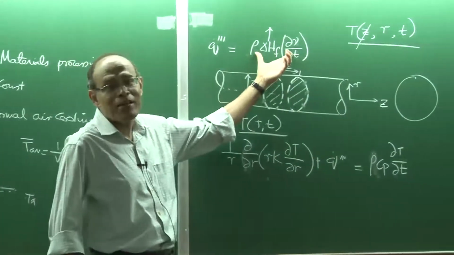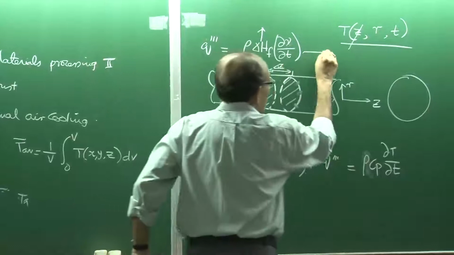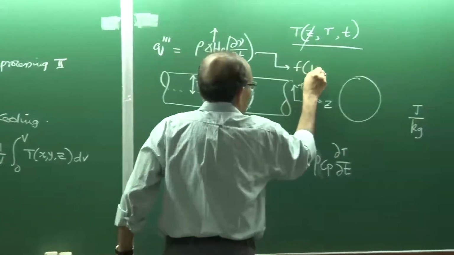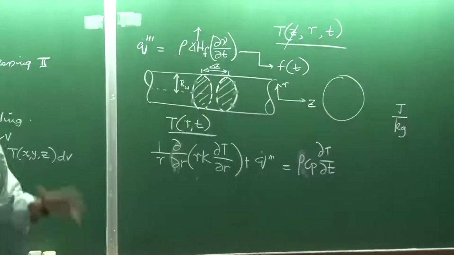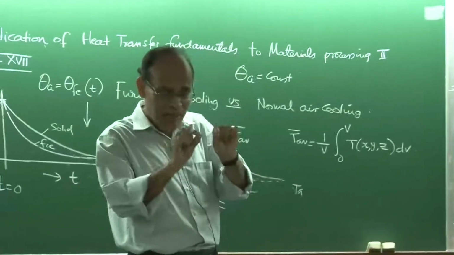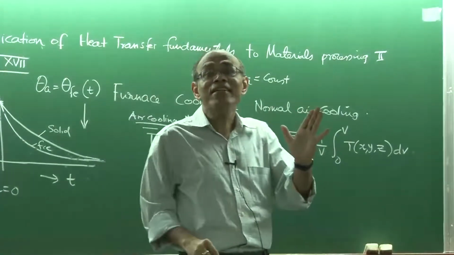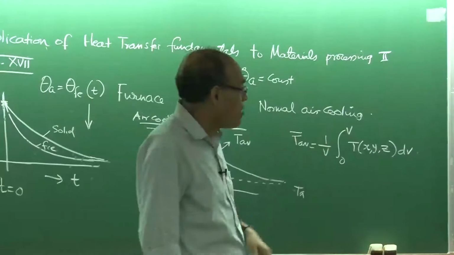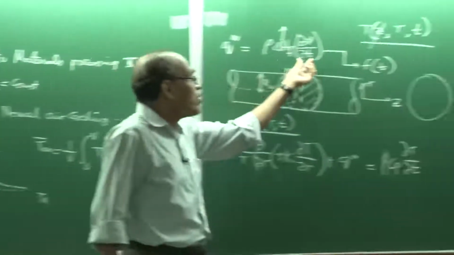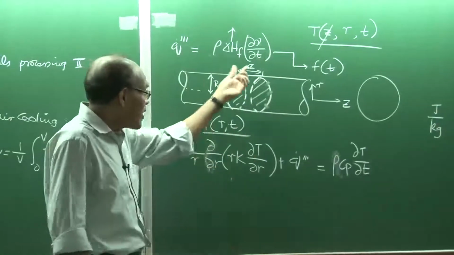So this term can be calculated, but this itself is going to be a function of temperature, because in the equilibrium diagram, what do you get? You can get the volume fractions at a certain temperature only. There is no concept of any time.